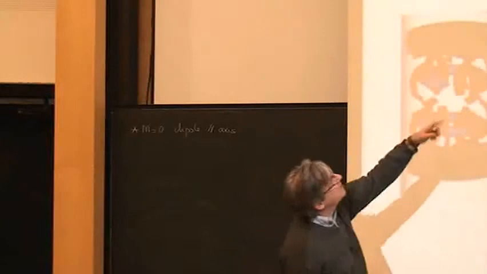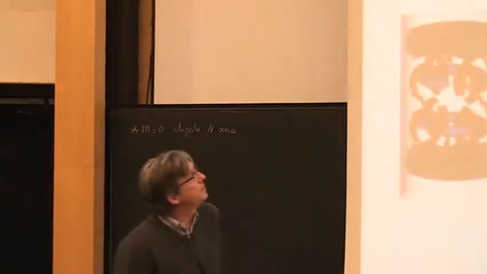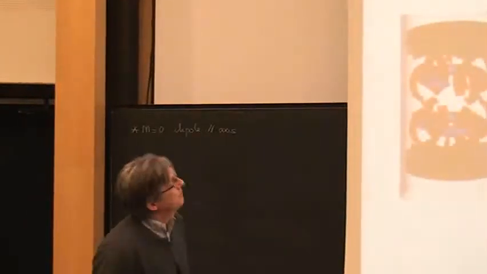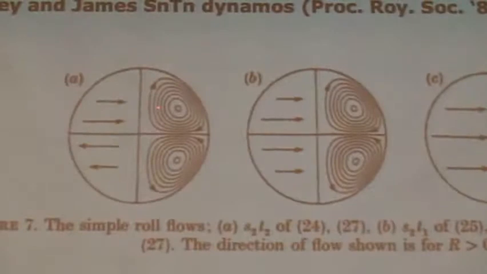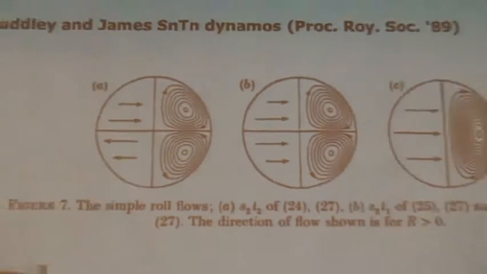Okay, I need to explain that. Now, I'm tracking back to where we started, in '89. This is a famous paper by Dudley and James, where they're studying the kinematic dynamo in a sphere with flows that have these kinds of streamlines.